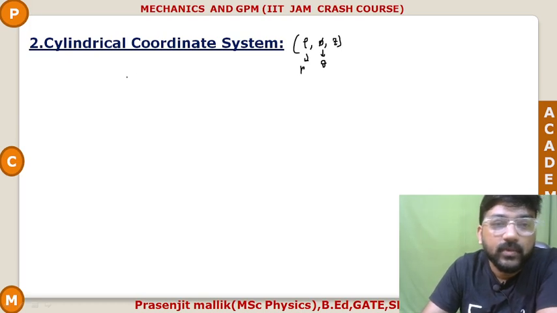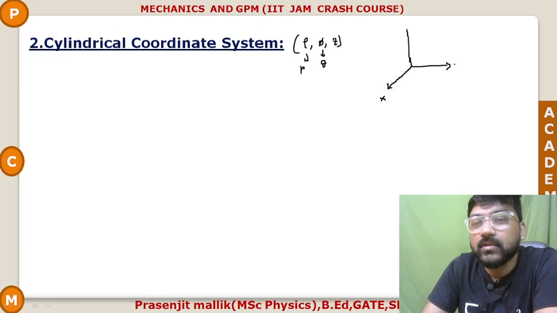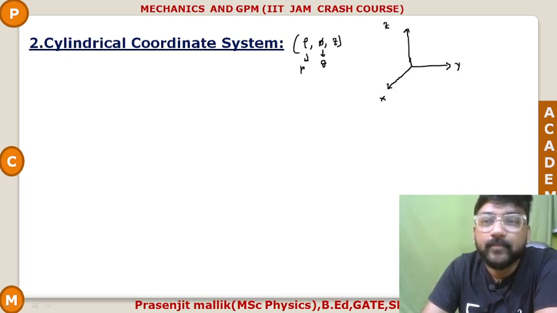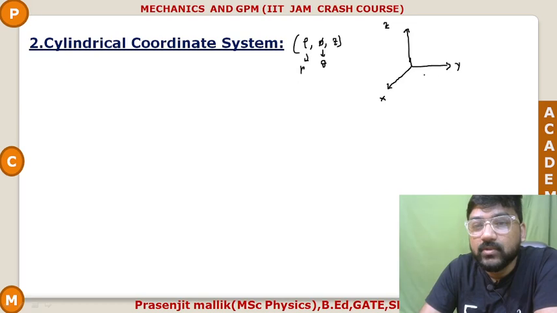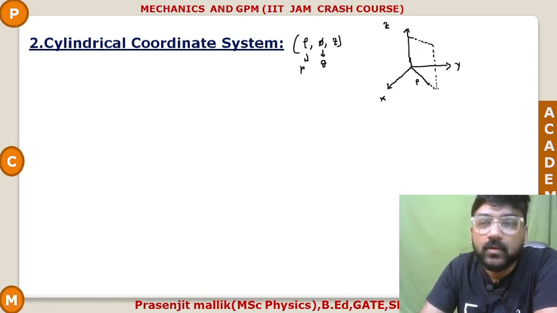Suppose we have a cylindrical coordinate system, something like this. Suppose this is our x axis, this is our y axis, and this is our z axis. Then what is rho and what is phi? Suppose there is a point P on the xy plane. So this is actually rho, something like this, and this is z. This is z, this is rho, and this angle is phi.